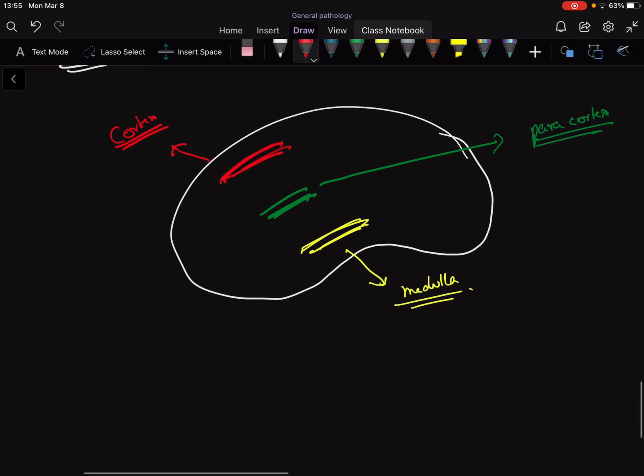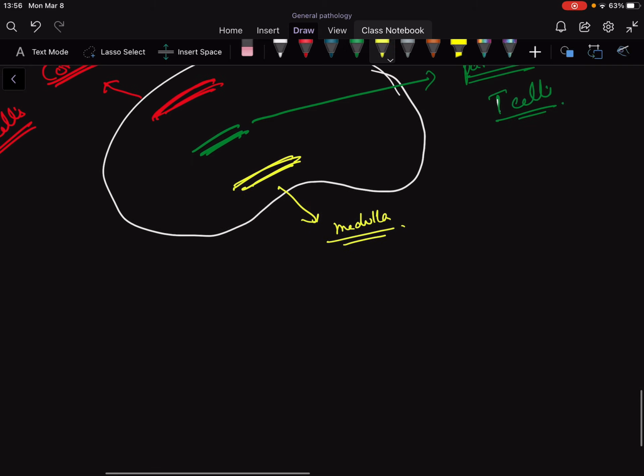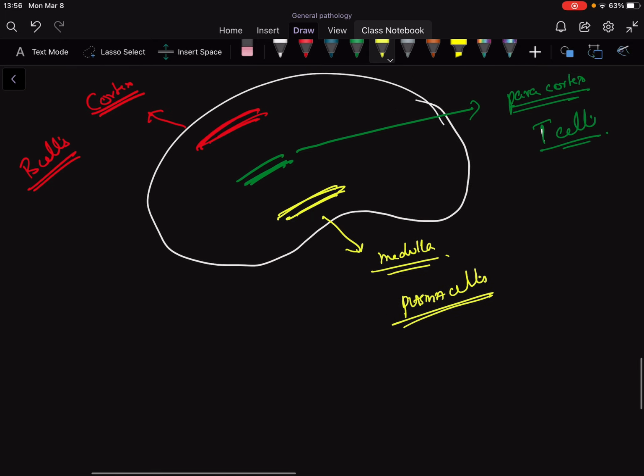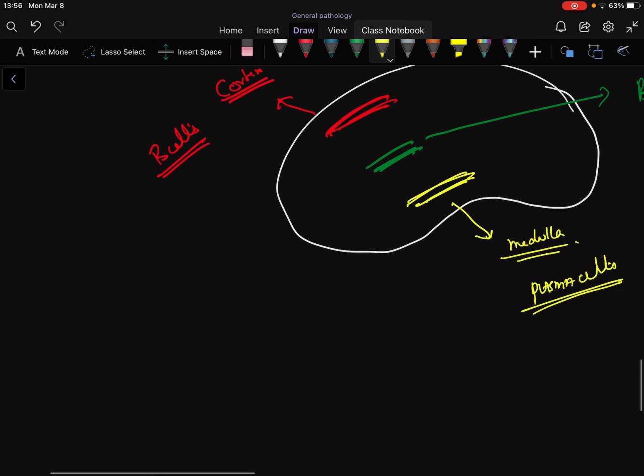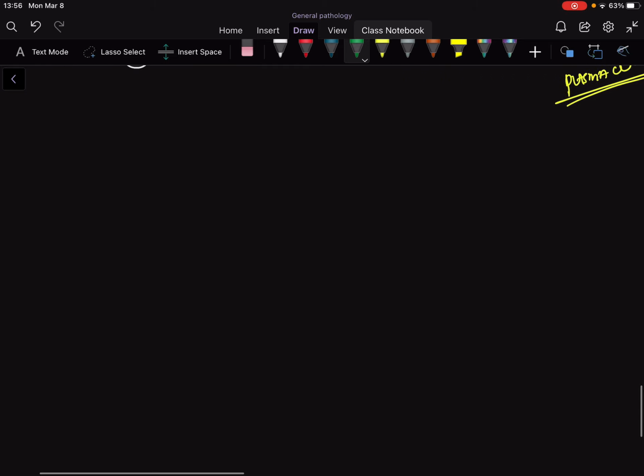So in the cortex you will mainly see B cells, whereas in the paracortex you will mainly see T cells, whereas in the medulla you will mainly see plasma cells. So once dendritic cells are activated, they will go to the lymph node, and in the lymph node they will activate the paracortex. In the paracortex, what type of cells are present? There are T cells, right? These T cells get activated, and once T cells get activated, they kill the virus.